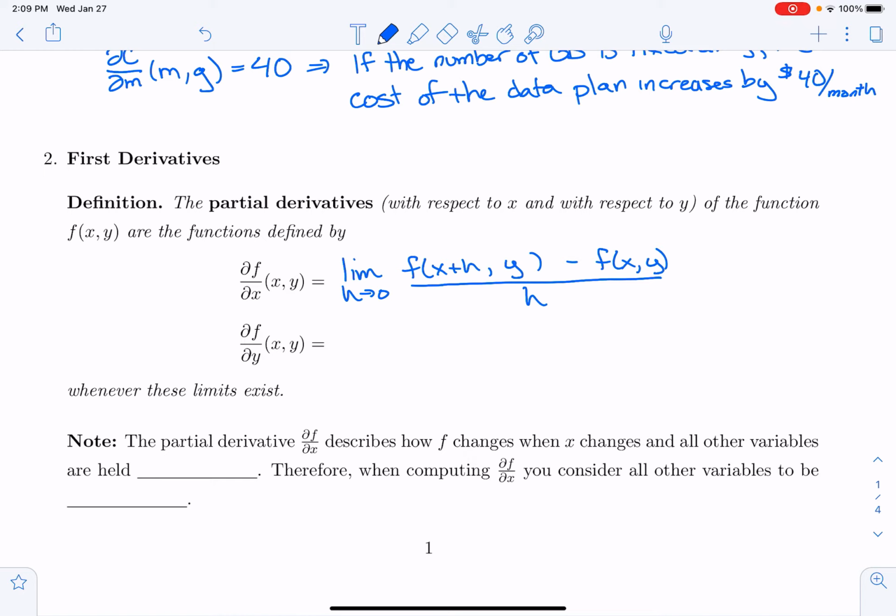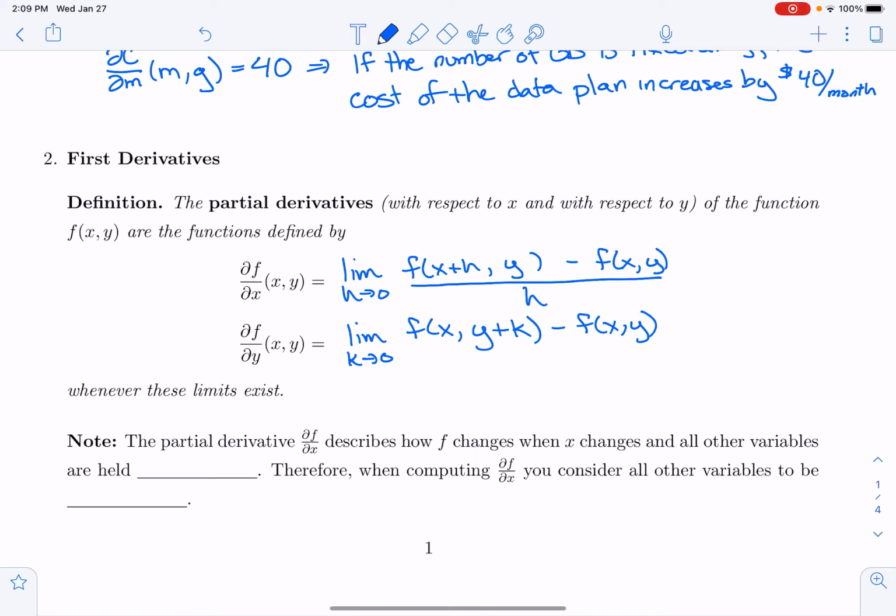So what is df/dy? Well, it should be very similar. Now, the book likes to use a different letter, k. There's no reason we need to use a different letter, but I will to be consistent. But it's the limit as k goes to 0. Now, x I'm going to let remain constant, and then I'm going to change y by a little bit, and then I'm going to subtract f of x, y.